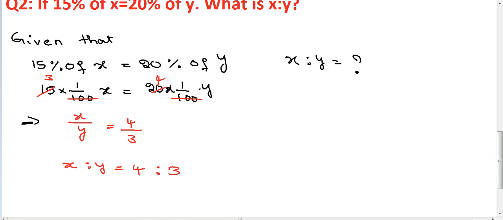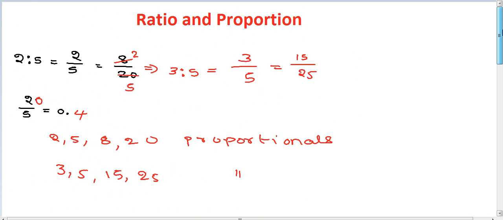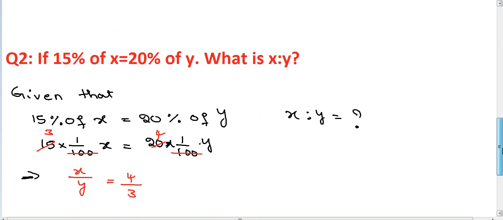Like this, we get our competitive exams base ratio and proportion problems.